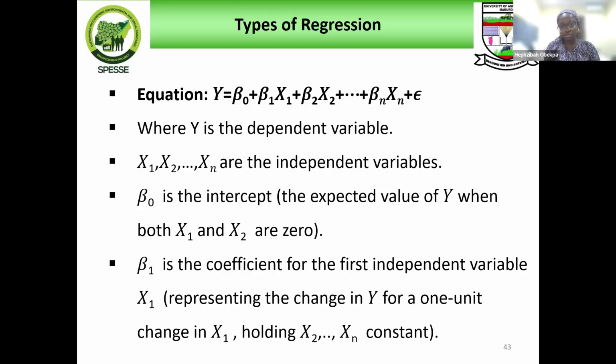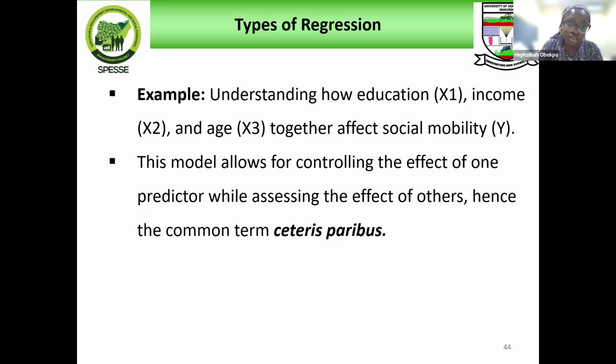So in this case, our B naught is the value of y when all the x's are 0. In the first one, because it was just one x, it was when that x is 0. But in this case, when every other factor is 0, your y will still be your B naught. So every other explanation stands. The difference is just that you have more variables compared to simple linear regression. An example could be understanding how education, income, and age together affect social mobility. In the first one, it was just education and social mobility. But now we have thrown in other covariates or controls.